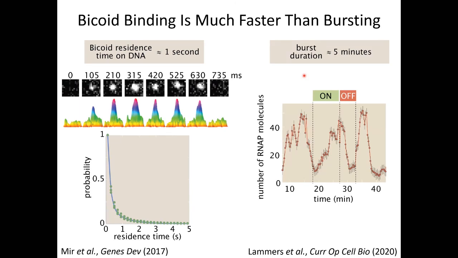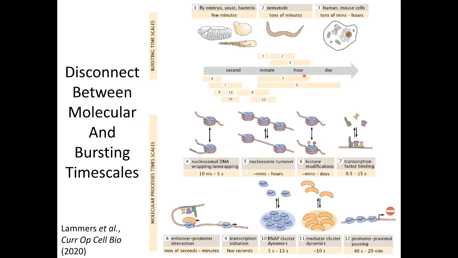Okay, so there's a disconnect between the timescales. And this disconnect is not exclusive to binding. Here I'm showing you on the top the dynamics, the timescales measured for bursting in multiple organisms. On the bottom, I'm showing you the timescales of the many biological processes, molecular processes, that you could have blamed for bursting. And what you can see is that most of these processes are faster than the actual bursting dynamics that we observe. So there's some disconnect here. There's something that we're missing.